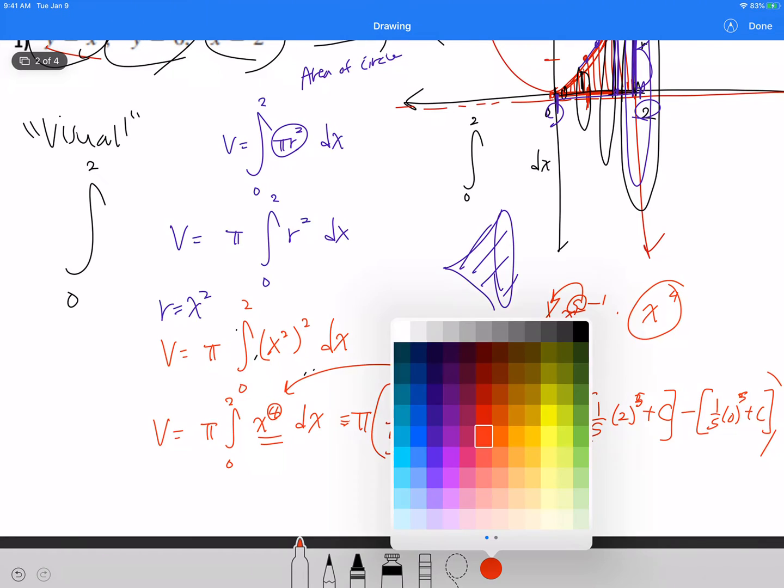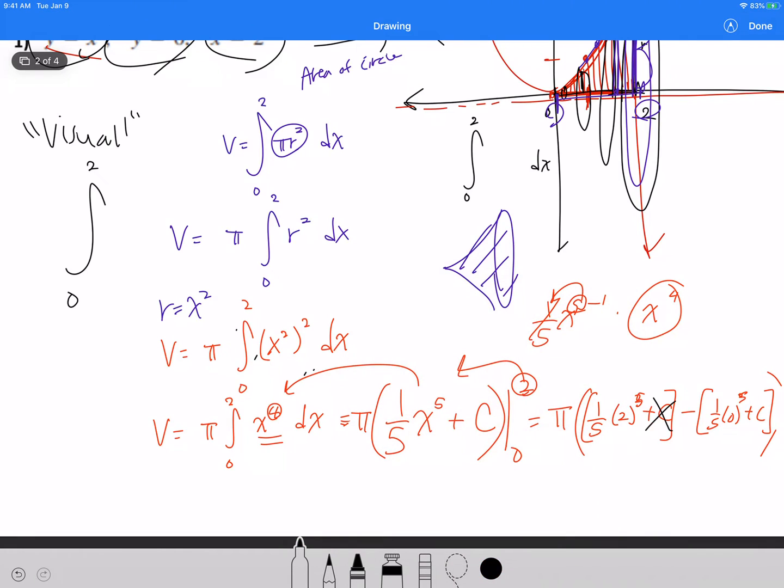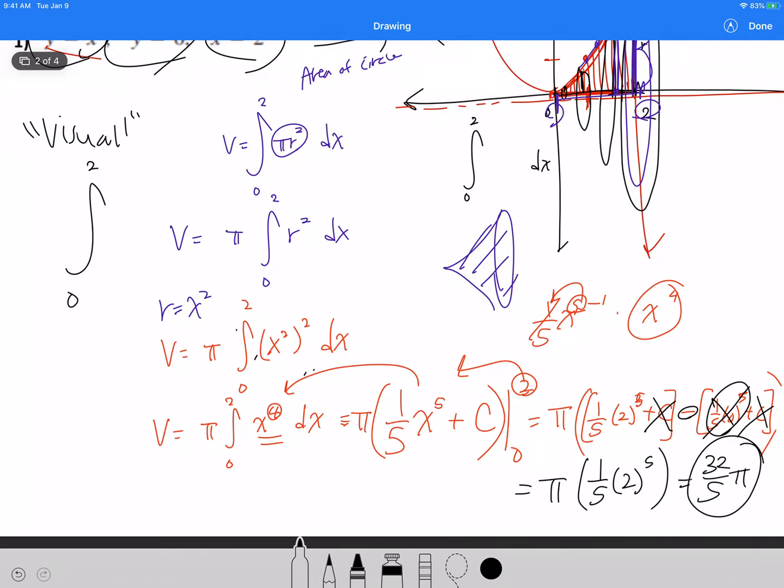But I hope you realize that when you do that, the c actually doesn't matter whatsoever, because they will cancel each other out by this minus sign. And 0 times 1/5, and 0 raised to the 5th times 1/5 is just 0, so I don't even have to worry about that. So really my final answer just becomes pi times 1/5 times 2 to the 5th power. That's 32 over 5 times pi. And that is going to be the volume of this Hershey Kiss looking pyramid shape, or cone shape basically.